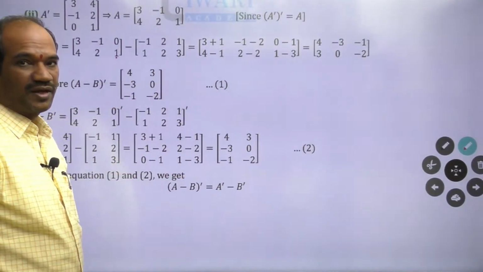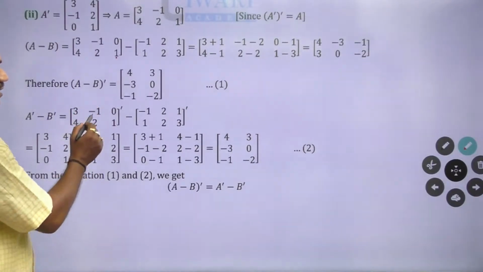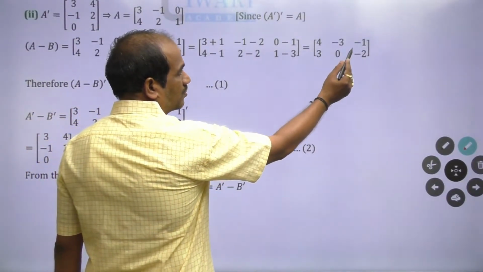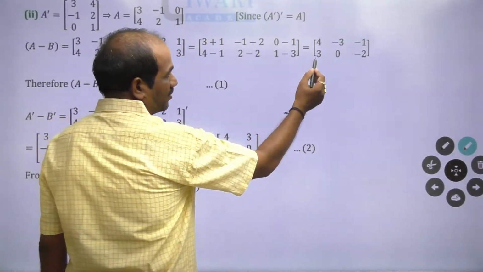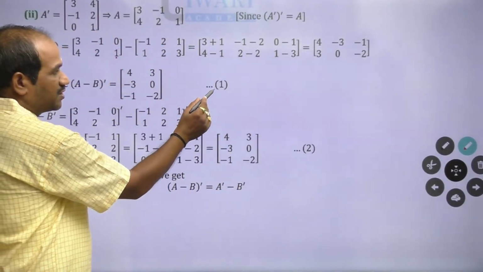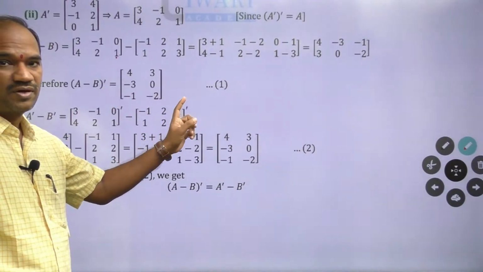Next, transpose. Therefore (A minus B) whole dash is equal to interchanging rows into columns. The first row becomes the first column: 4 minus 3 minus 1. Next, the second row becomes the second column. That is equation number 1, this is (A minus B) whole dash.